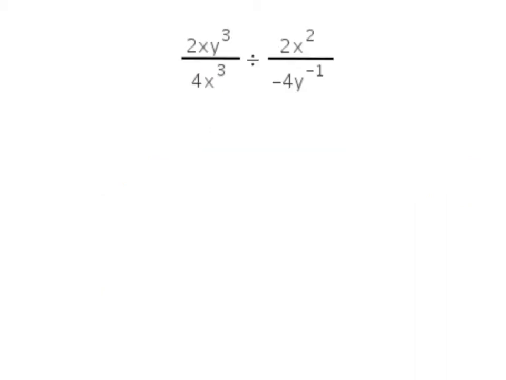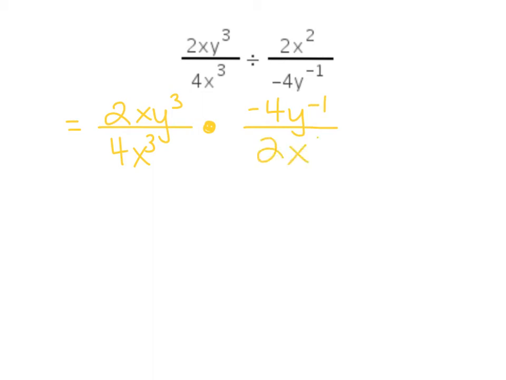All right, this one is a division problem. So my very first step is going to be to recopy this. I'm going to keep my first fraction exactly as I see it. The second fraction is going to be changed. I'm going to change this to multiplication, and I'm going to multiply by the reciprocal. So I'm just flipping the top and the bottom. I'm not using any exponent rules. Reciprocal just means it does a backflip. Now I'm going to multiply straight across.